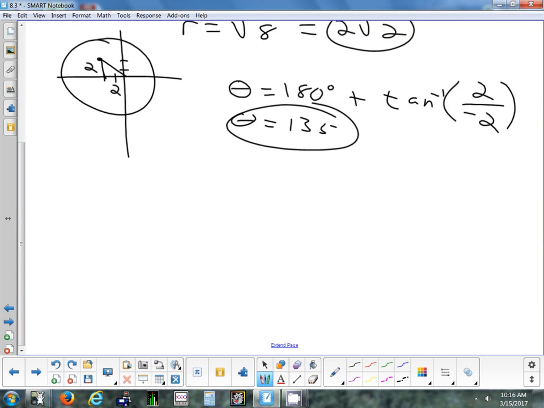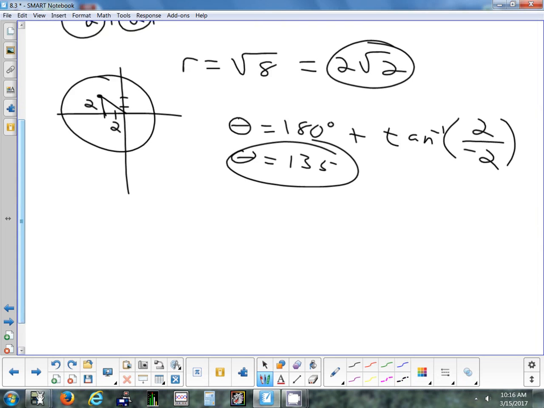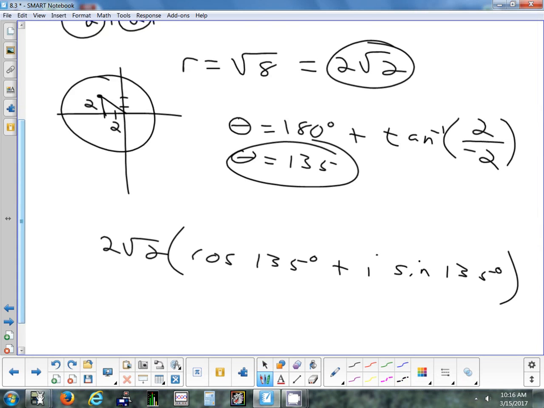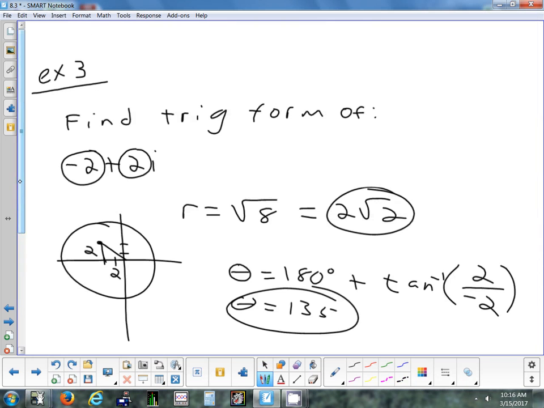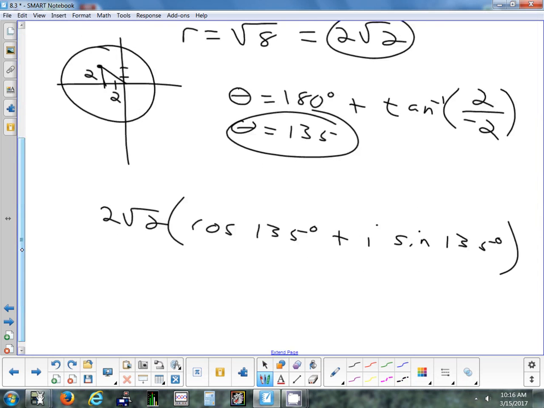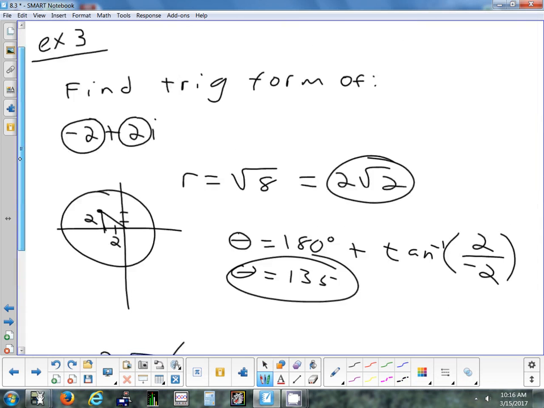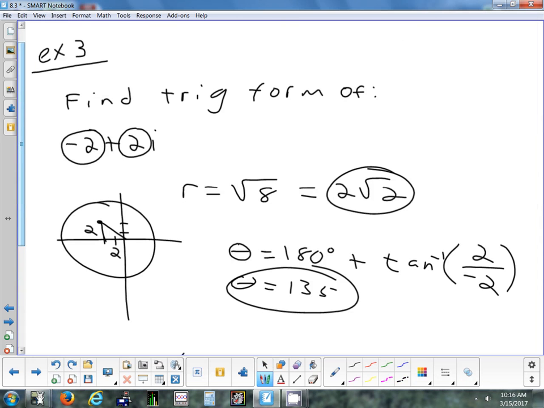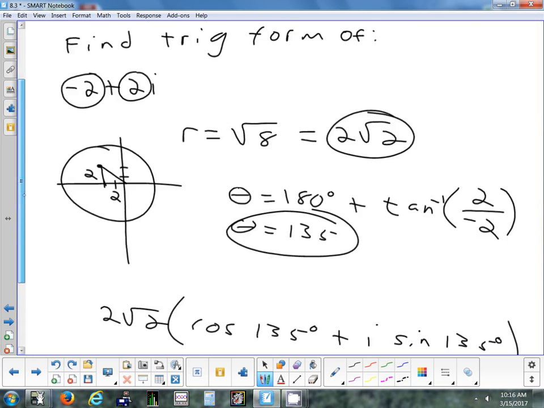Okay, so those are the 2 things we need, but that's not the answer. We have to write it in the format r cosine theta plus i sine theta. And leave it just like that. That's the final answer. If you took the cosine of 135 and multiplied it by 2 root 2, you would get -2. If you took the sine of 135 and multiplied it by 2 root 2, you would get +2. So if you did that out, you would be changing it back to what we just had.